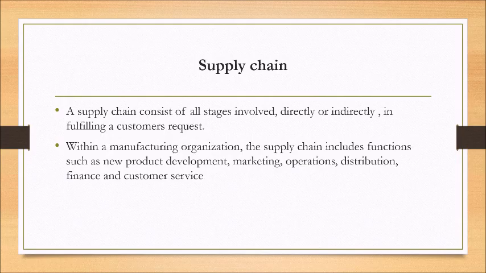Within a manufacturing organization, the supply chain includes functions such as new product development, marketing, operations, distribution, finance, and customer care. The previous one we saw was a supply chain for one product. But if you look at one component, that is manufacturing, in the manufacturing organization also there are sub chains. There are various departments like product development.